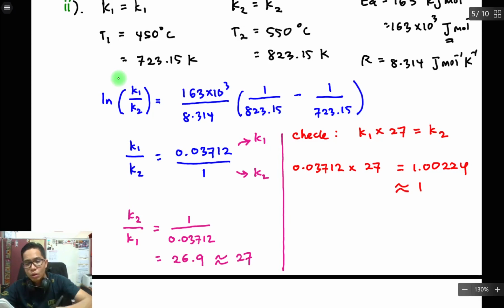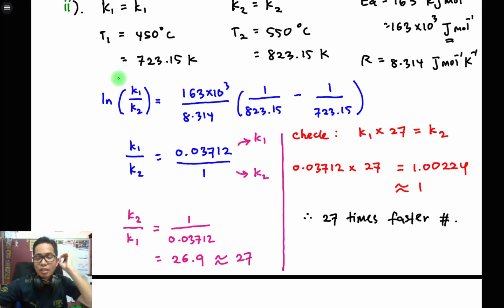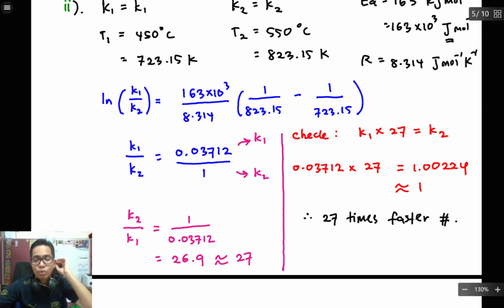Alright. So the conclusion is how many times faster? So the reaction increases 27 times faster. Right. So that is the final answer for question number 14B2. And that is all for question 14, and this is the end for past year question of reaction kinetics.